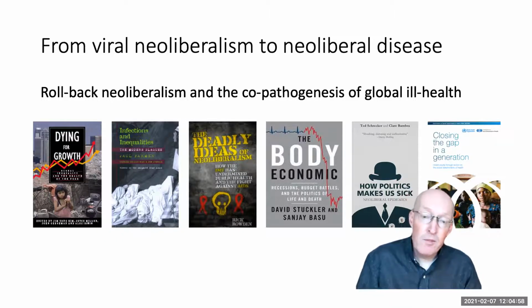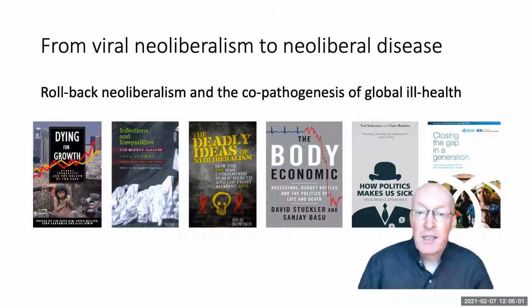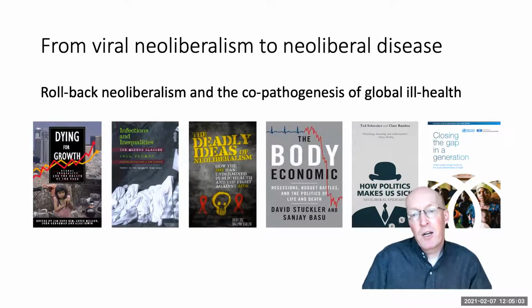In the rich world, more recently, David Stuckler and Sanjay Basu argue that the body economic has been transformed by austerity, producing poor health outcomes. And they show how this has happened with a lot of very compelling epidemiological data. So too do Ted Schrecker and Clare Bambra make this argument in How Politics Makes Us Sick, subtitled Neoliberal Epidemics.